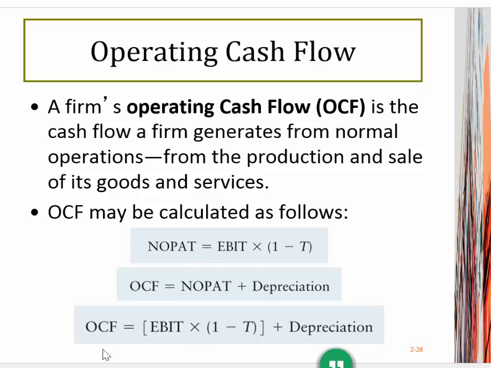So an easier formula down at the bottom: EBIT times 1 minus T, that's the earnings before interest and taxes, times 1 minus the tax rate, plus depreciation. So this is our cash flow from running the company.